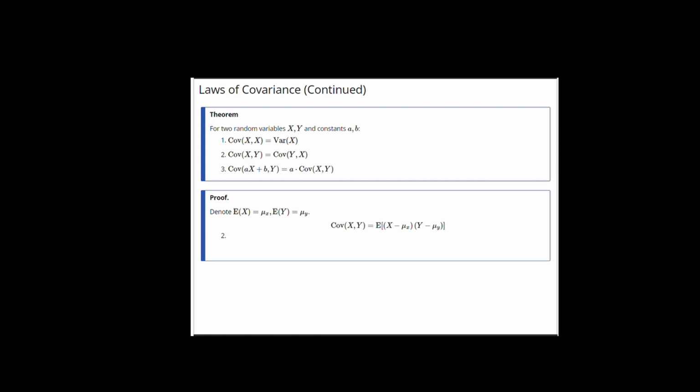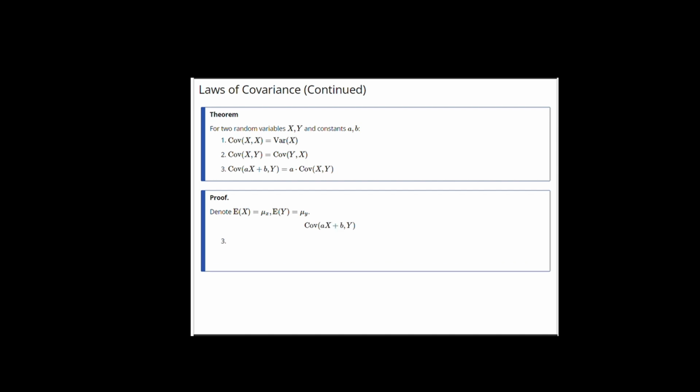The covariance of x with y is, by definition, the expected value of x minus mu of x times y minus mu of y, which, of course, is identical to the expected value of y minus mu of y times x minus mu of x, since we can interchange any two terms in a product, and that is, indeed, the definition of the covariance of y with x. So this property, too, follows essentially by the definition of covariance.